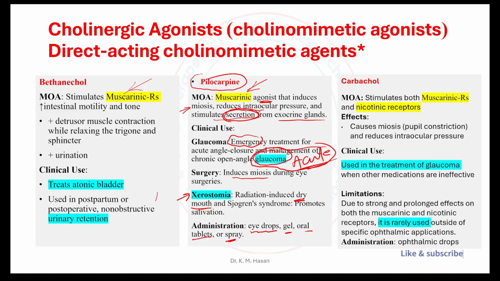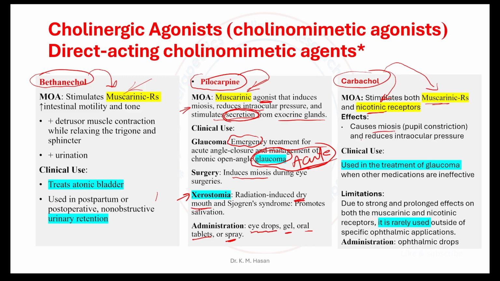The last medication on the list here is carbachol. Carbachol is able to stimulate both the muscarinic receptor and the nicotinic receptor. This is something new, because bethanechol only stimulates the muscarinic receptor, and pilocarpine only stimulates the muscarinic receptor. However, carbachol stimulates both muscarinic and nicotinic receptors. This is a characteristic of carbachol.